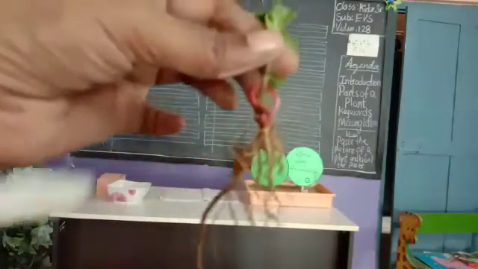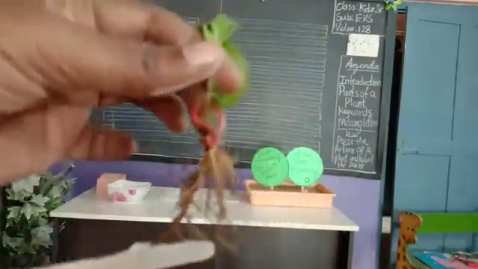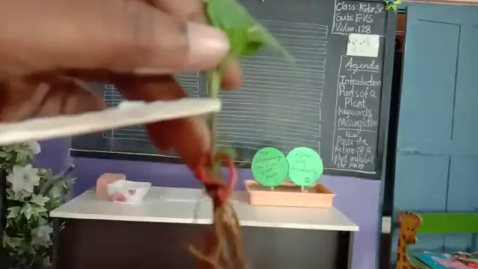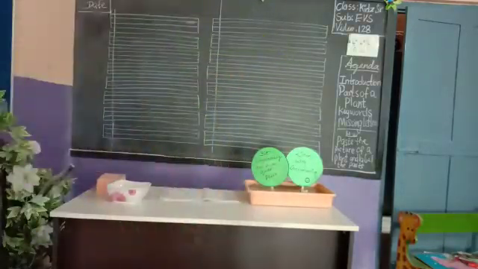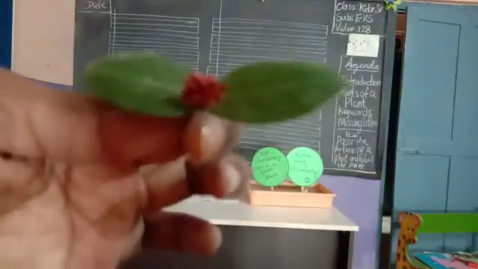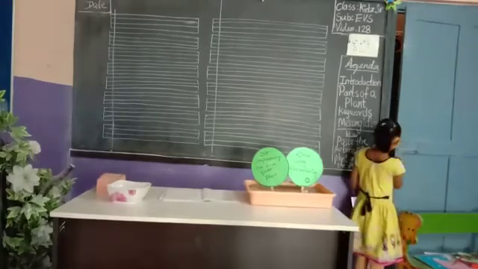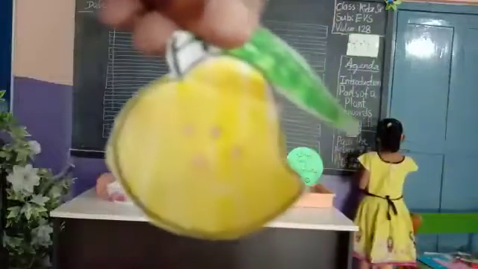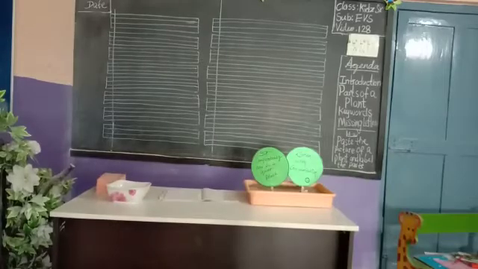The parts of a plant are roots. Then we will go for stem. This is the stem. Then flowers. Then leaves. And the next one is the fruit. You will find even the branches also. So these are the parts of a plant.